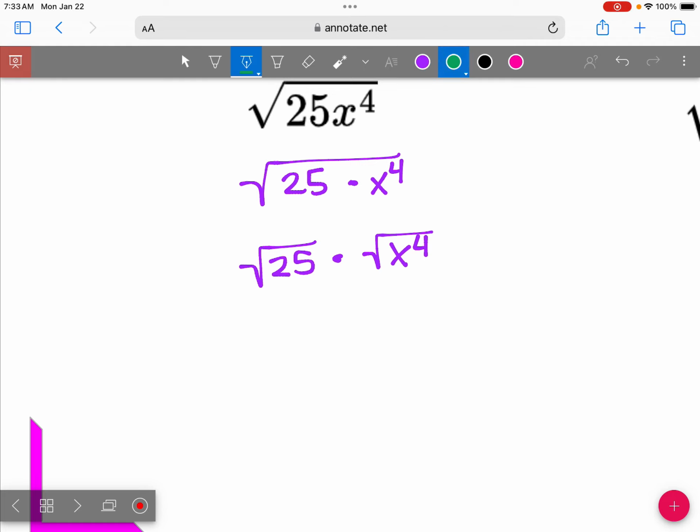What is the square root of 25? 5. What is the square root of x to the 4th? X to the what? X squared.